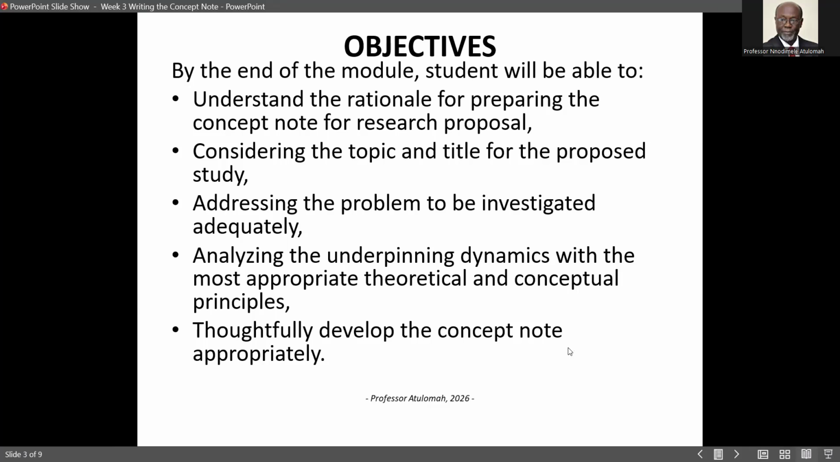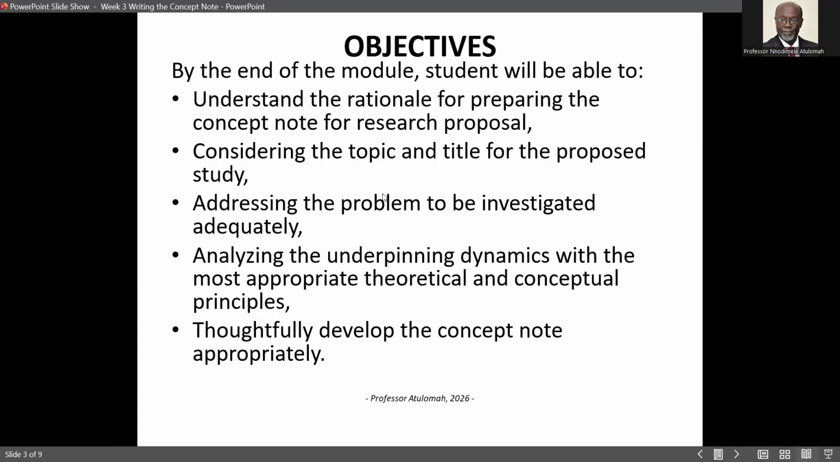So we're going to go through these, and these are the objectives that you should be aiming at, as competence you're going to derive from this particular module. Understand the rationale for the why. Why do you do a concept note and how do you do it? Consider the topic, identifying that there's a difference between topic and title. We'll be able to discuss this here. Addressing the problem phenomenon: how do you identify the problem, and how do you investigate that problem adequately?